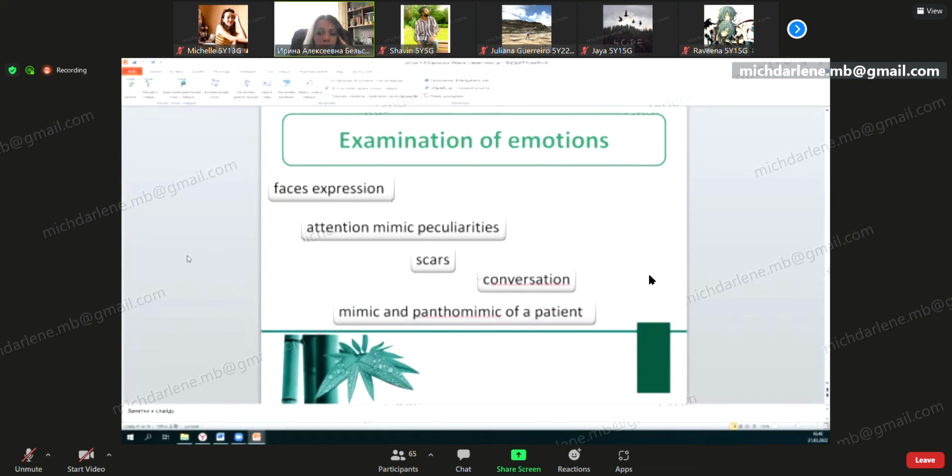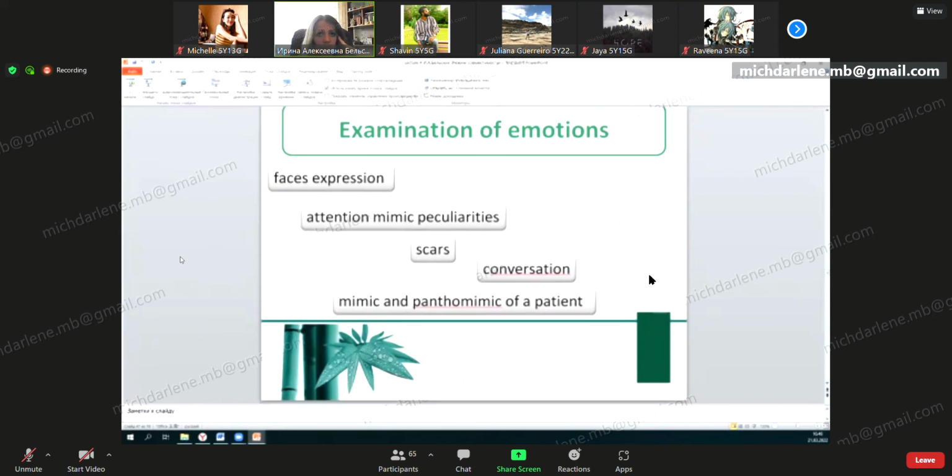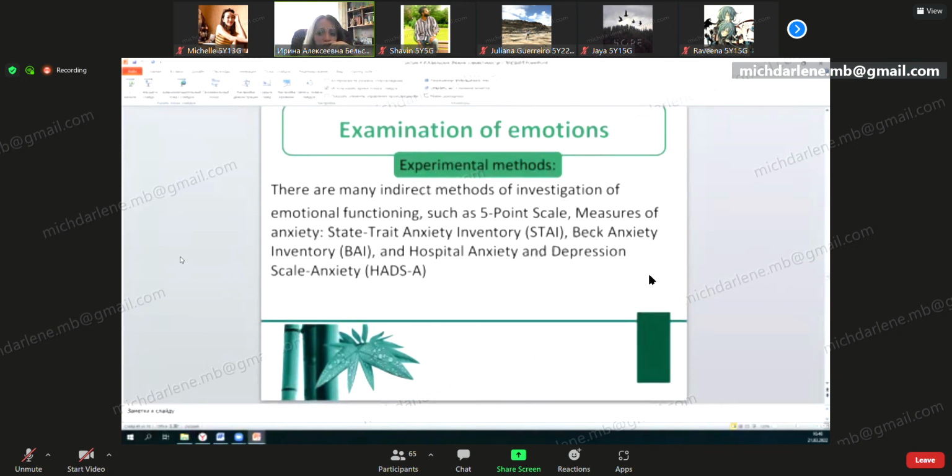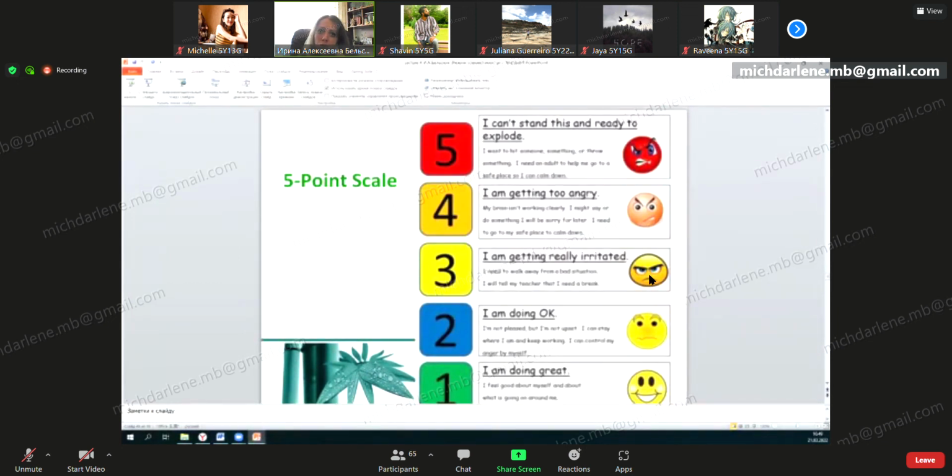There are many indirect methods of investigation of emotional functioning, such as the 5-point scale, measures of anxiety, the State-Trait Anxiety Inventory, the Beck Anxiety Inventory, which was created by Beck, and the Hospital Anxiety and Depression Scale. There are more useful and informative scales and tests for examining emotions. We will try to discuss some of them. Yes, 5 minutes more. First of all, it's the 5-point scale.